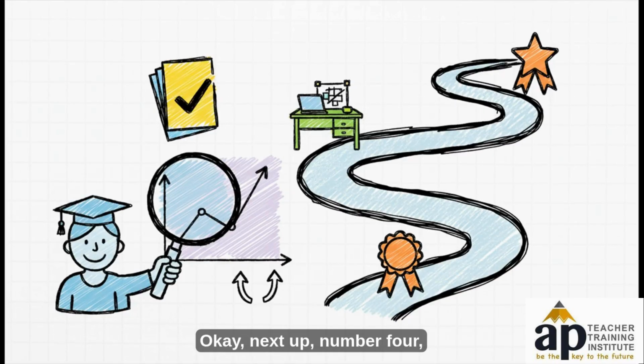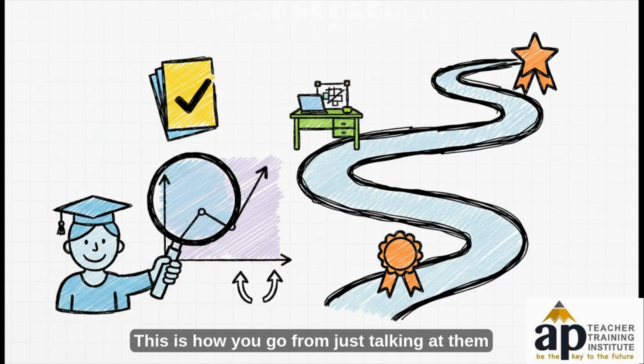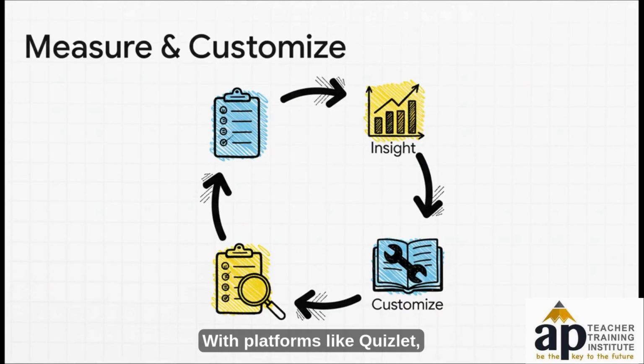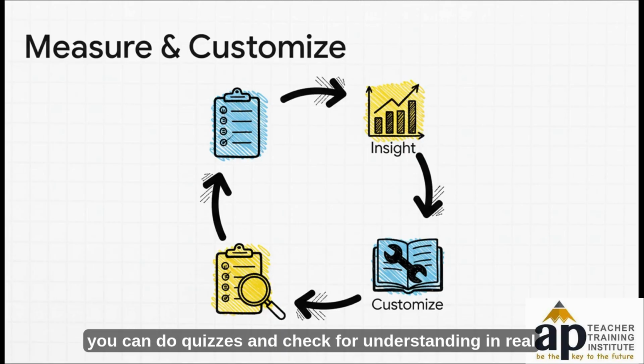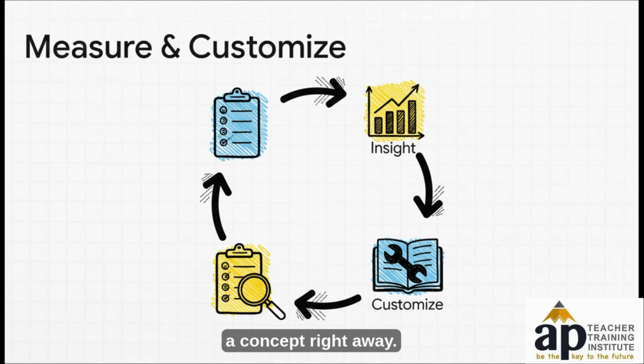Okay, next up, number 4, assessment and feedback tools. This is so important. How do you know if your students are really getting it? This is how you go from just talking at them to actually understanding and guiding their learning journey. With platforms like Quizlet, Google Forms, or Socrative, you can do quizzes and check for understanding in real time. But this isn't about slapping a grade on something. It's about getting instant data on what your students are getting and, more importantly, where they're struggling. That insight lets you pivot and maybe review a concept right away.